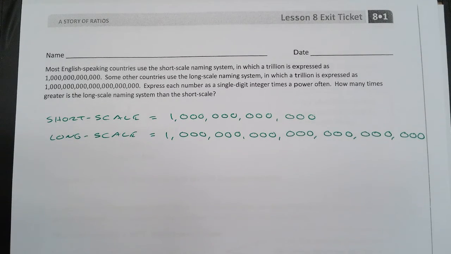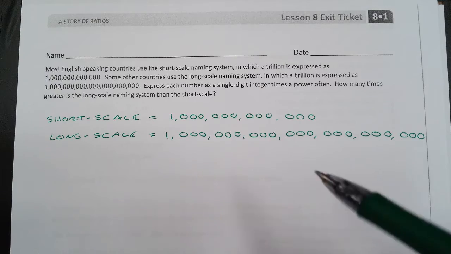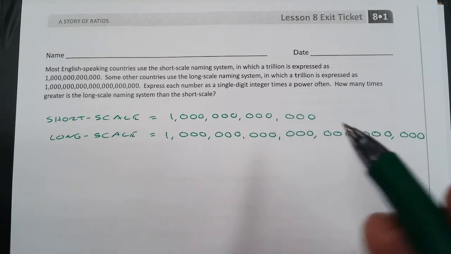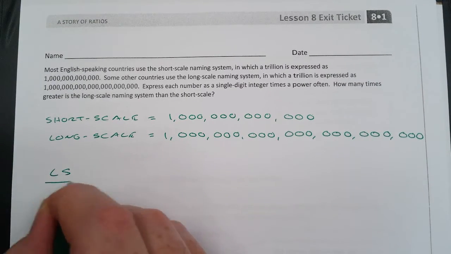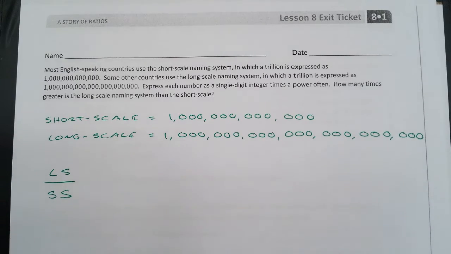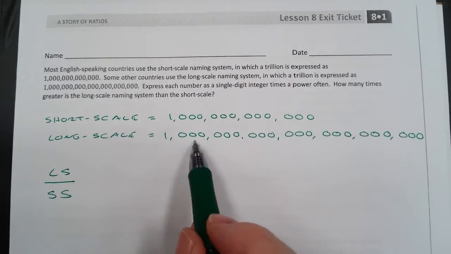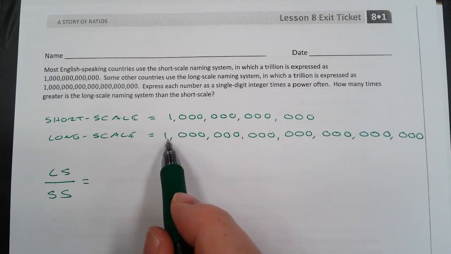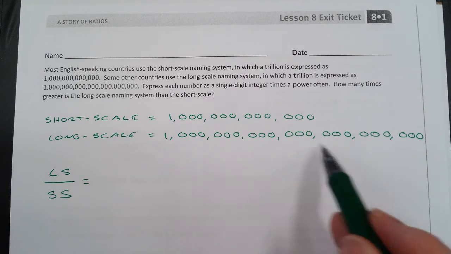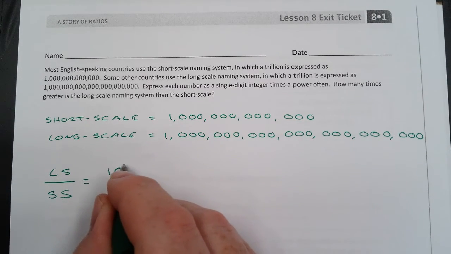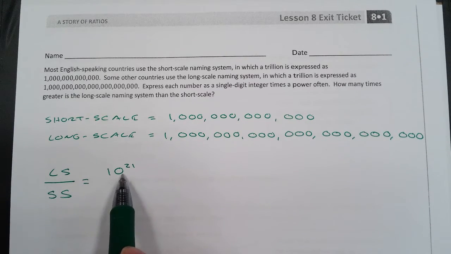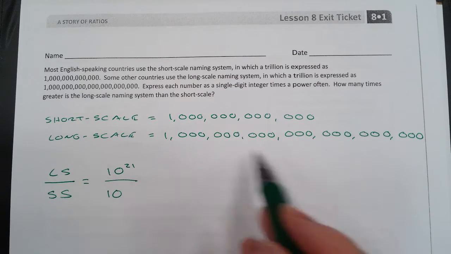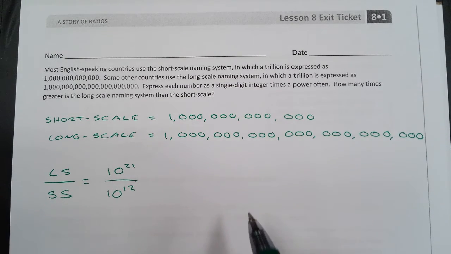Well, how many times bigger is the long scale? So when you do long scale divided by short scale to figure out how many times bigger, you could type all that into a calculator. It would be super annoying. Or you can just say, wait a second. The long scale has 21 zeros. So that is just 10 to the 21st. This is a trillion in long scale. A trillion in short scale is 10 to the 12th, because there's 12 zeros in short scale.